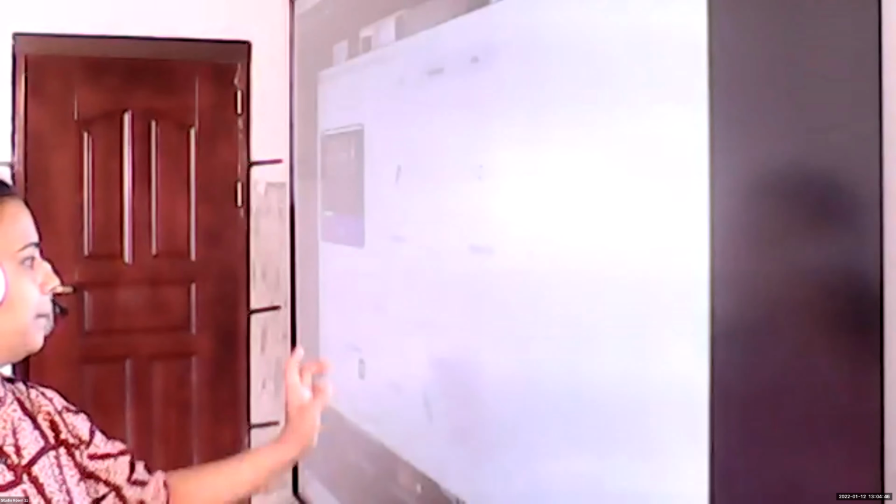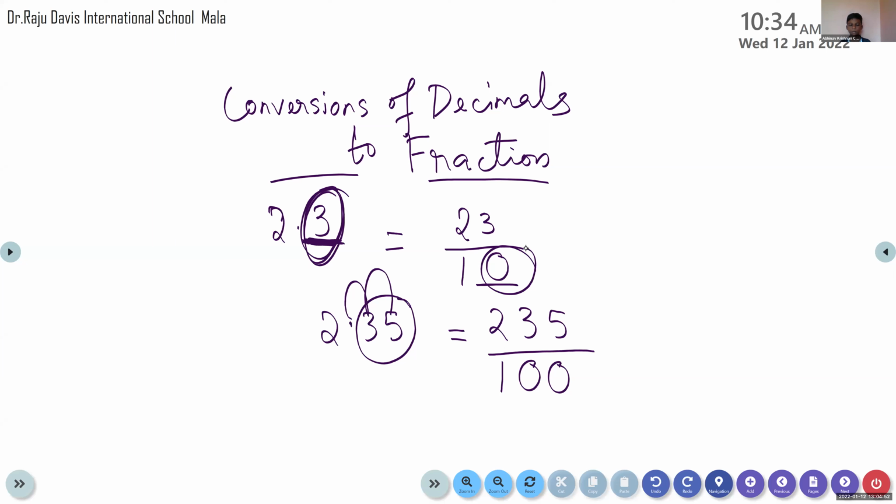Is that clear? See, here we have only one decimal place, so here we have only 1 zero. Here we have 2 decimal places, so here we have 2 zeros.